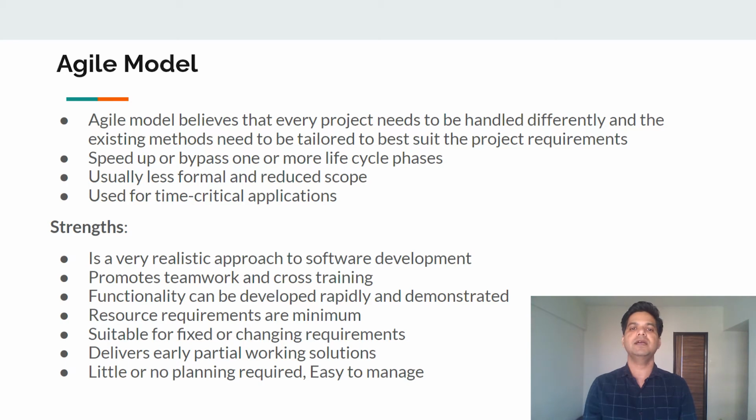The agile model believes that every project needs to be handled differently, and the existing methods need to be tailored to best suit the project requirements. So the agile model does not deliver the entire software application in one go. It breaks it down into multiple features, multiple chunks, and a time frame, and within that time frame keeps developing planned features, delivers them to the QA team, tests them, and then has a demo for the customer. In that way, the customer gets early visibility of the application or the iterations that we have just completed for one or multiple features.